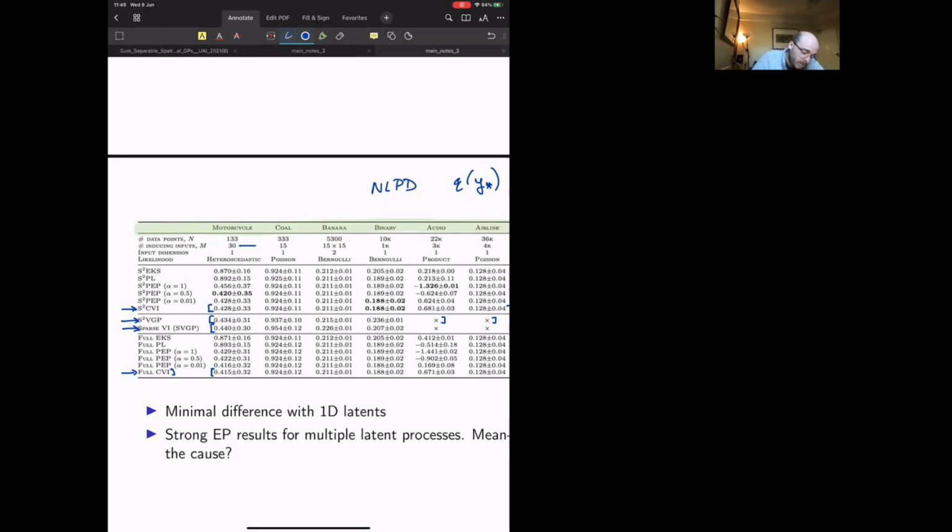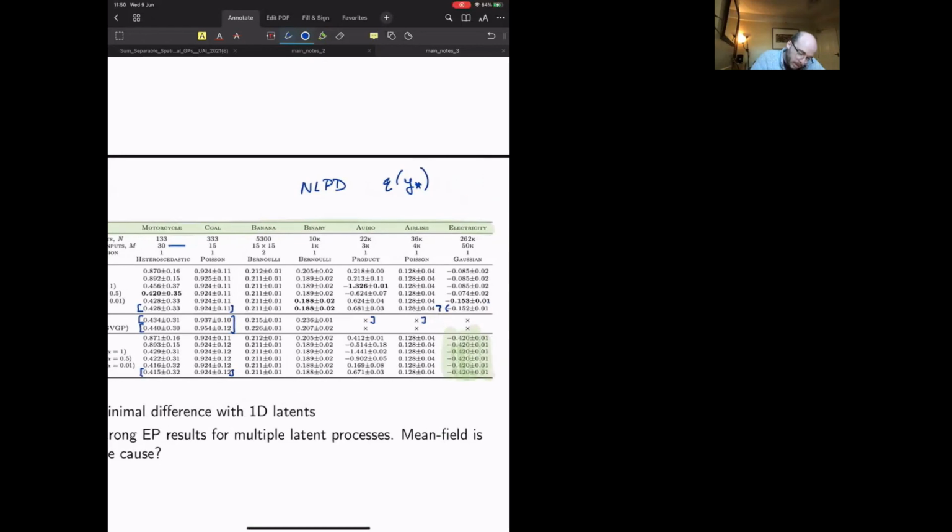But if you look at some of the other examples, like in the second column here, all of these numbers are at like 0.924. And again, they're beating both the S squared and the sparse VI stuff.